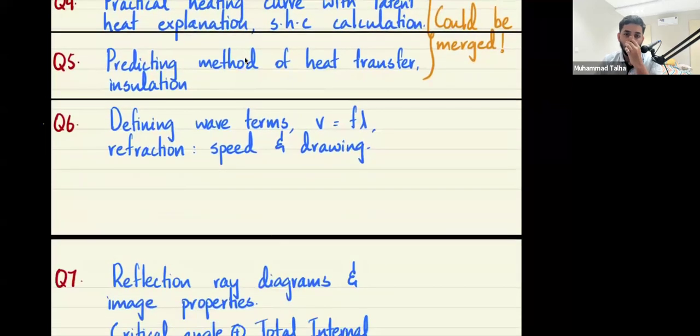This could be a question, and maybe both of these could be merged in a single big 15-mark question. Defining wave terms, this could be like the first part A of that question, v equals f lambda. Then you could have refraction, which is what I think is going to appear tomorrow, how that affects speed, how that affects frequency, how that affects wavelength, and the drawing of those wavefronts.